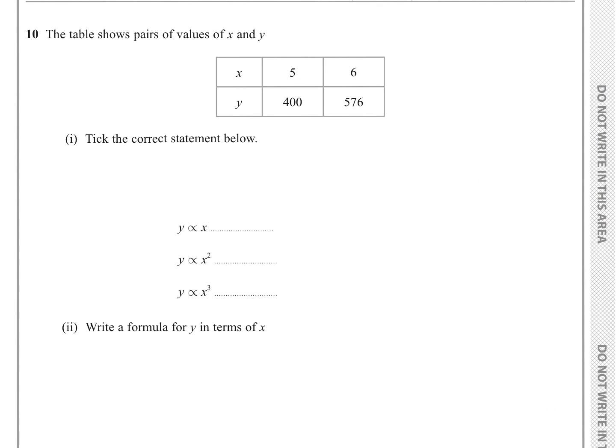Question 10. The table shows pairs of values of x and y, and we've got to tick the correct statement below. Well, if y was proportional to x, then that means y would be equal to kx for some value of k, which incidentally means that if x was 0, y would be 0, no matter what k is. So this goes through the origin, as do all of these. Okay, they should all go through the origin.